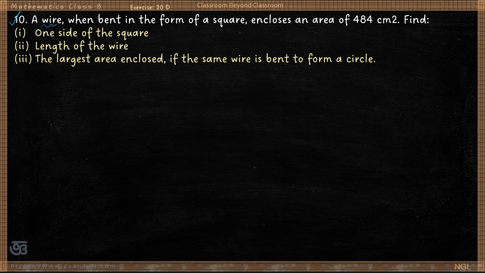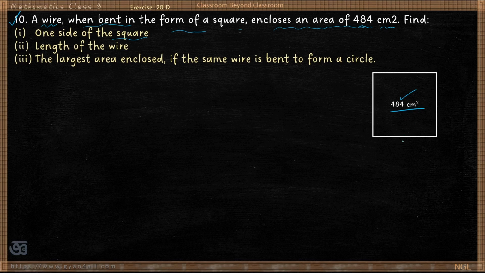Question number 10. A wire, when bent in the form of a square, encloses an area of 484 centimeters square. Find one side of the square, the length of the wire, and number 3, the largest area enclosed if the same wire is bent to form a circle. So this is the circle with 484 centimeters square.